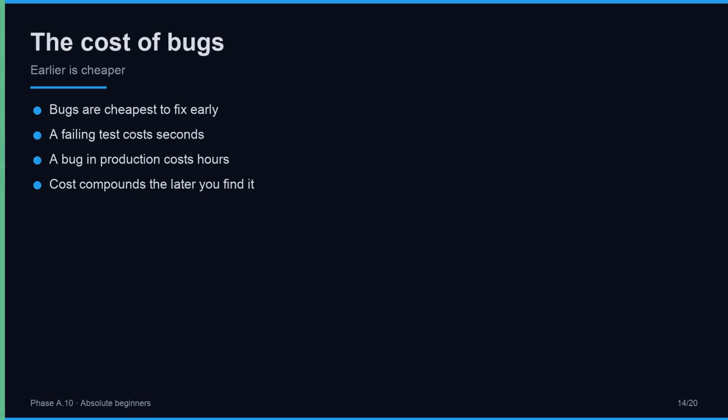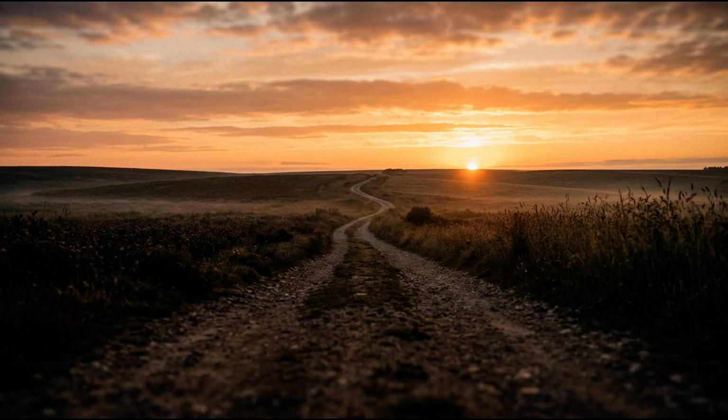There is a hard economic truth in software: the later you find a bug, the more it costs. A failing test in development costs you 5 seconds. A bug caught in code review costs minutes. A bug caught in staging costs hours. A bug caught by a customer in production costs days, lost trust, lost sleep, lost revenue. Tests push bug discovery as early as it can possibly go, into the moment you write the code. That is the cheapest place to fix them. Earlier is cheaper.